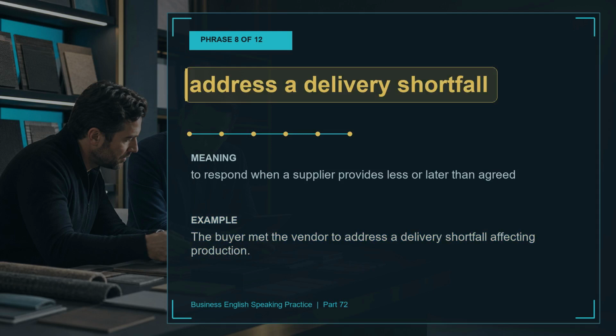A shortfall may involve quantity, timing, quality, or service. Addressing it requires facts, recovery action, and prevention. Use this phrase when supplier performance does not meet the commitment. Now repeat. Address a delivery shortfall.